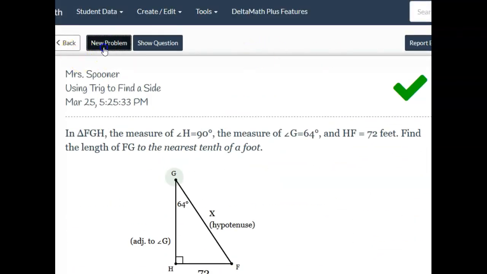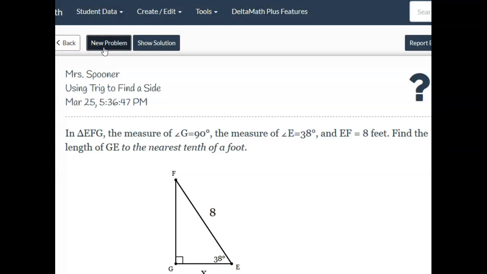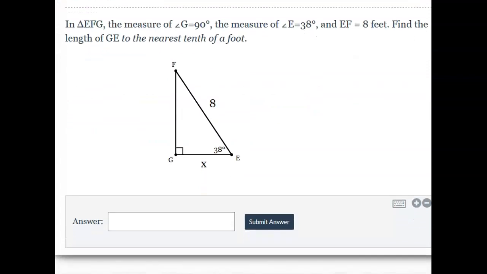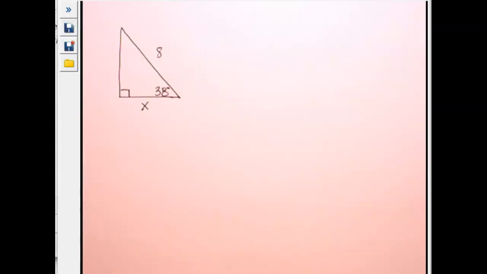Okay, so let's try another one here. All right. So again, I'm just going to take the time really quick here to set this up and draw it, and then we can kind of check that one out too. All right, so here's the next one.